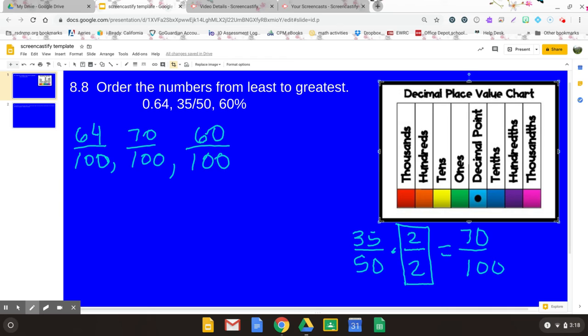Now they're easy to organize from least to greatest because they're all in the same format of fractions, and the fractions have the same denominator. So 60 over 100 would be the smallest. 64 over 100 would be next. And then 70 over 100 would be the greatest. Now I'll do problem number 2 in 8.8.